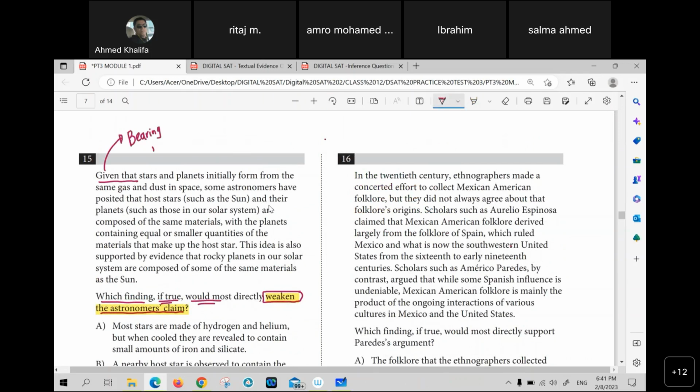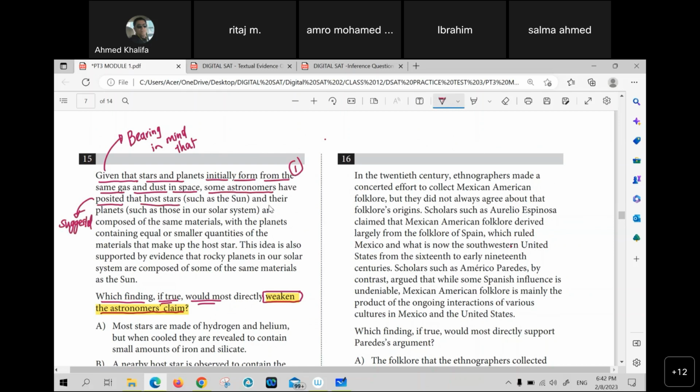Bearing in mind that stars and planets initially form from the same gas and dust in space. You understand this? So that's a fact. One, some astronomers have posited. We said many times, how many times did we see that word? A lot. Posited means what? Suggested. So that's their claim, right?